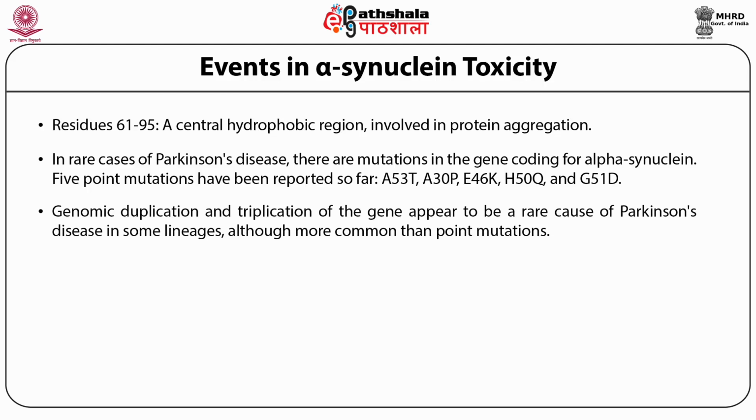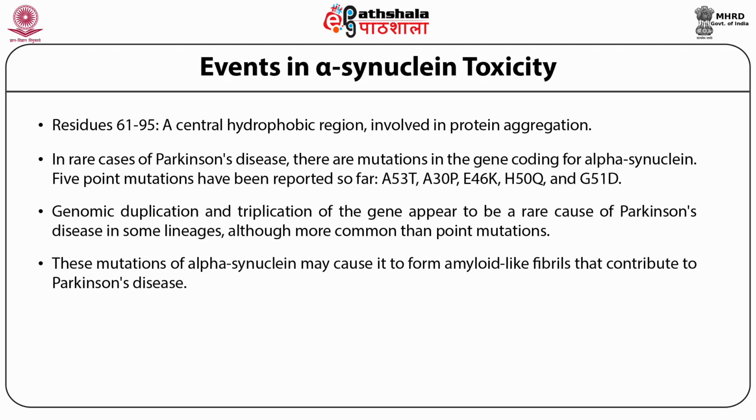Genomic duplication and triplication of the gene appear to be a rare cause of Parkinson's disease in some lineages, although more common than the point mutations. These mutations in alpha synuclein may cause it to form amyloid-like fibrils, and that contributes to Parkinson's disease.